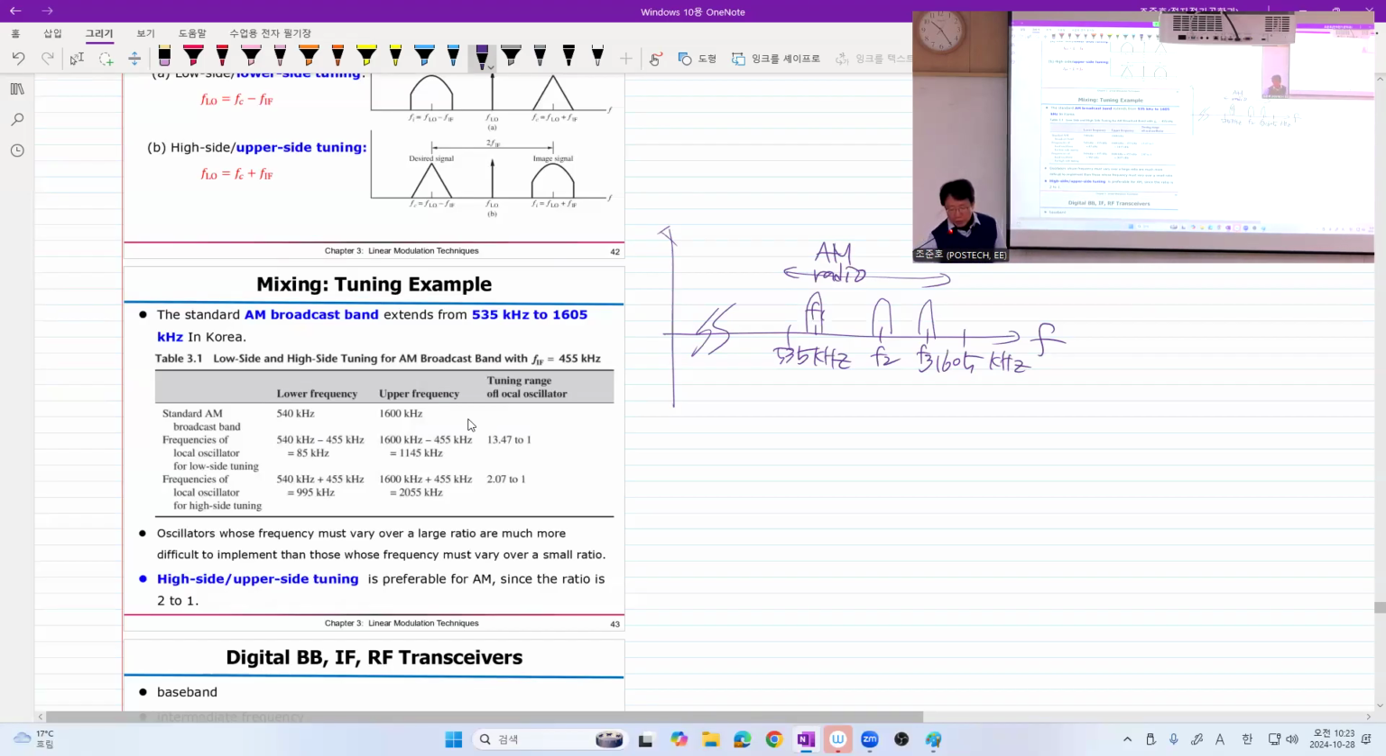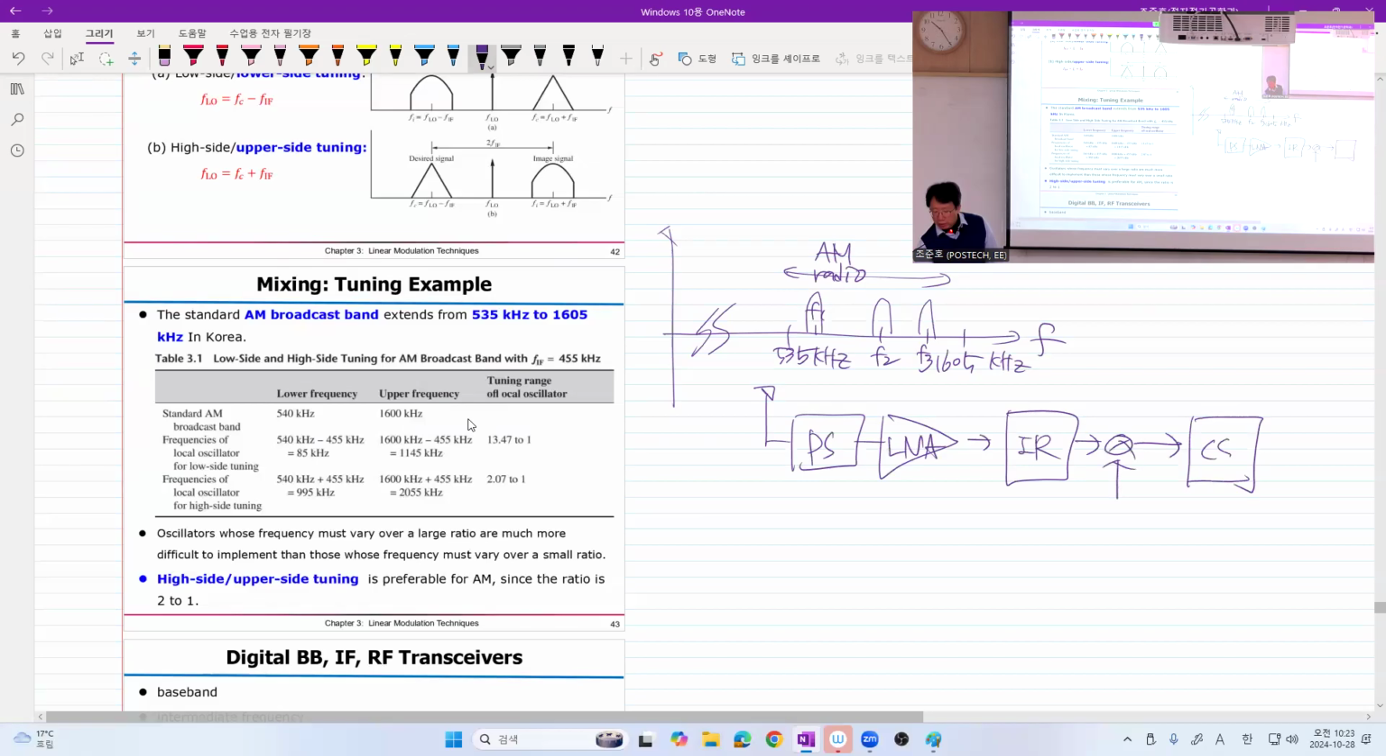Now, you want to build a receiver. Please select LNA, some bandpass filter, image reject, first stage mixer, channel select, or again, one more stage, cosine, and actually negative sine, low pass filter. It doesn't matter here, something like this. Okay, so this is a 2-stage IQ demodulator.